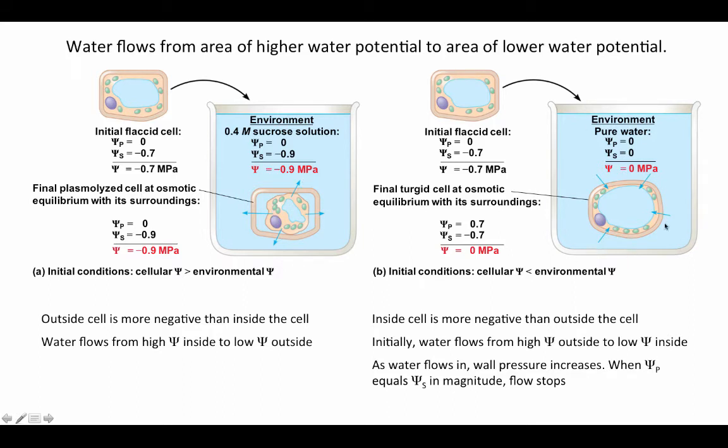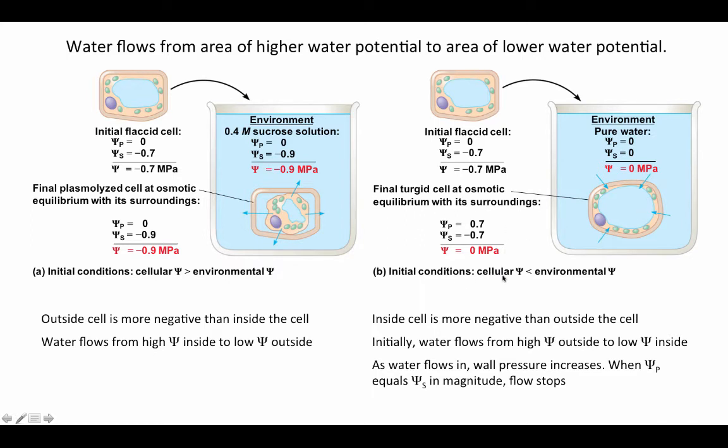Then if we take into account pressure potential, if we take this flaccid cell and put it in pure water so that we have a greater water potential outside the cell than inside the cell, water is going to flow into the cell and it's going to start to create turgor pressure that's going to create a pressure potential, and we know that water will stop its net inward flow.